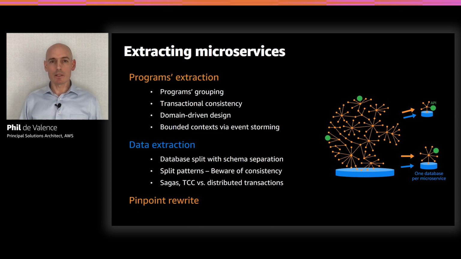Along with data separation, we have to take care of data consistency and transactionality. That can require implementing compensation patterns such as sagas or try, confirm, cancel, TCC.